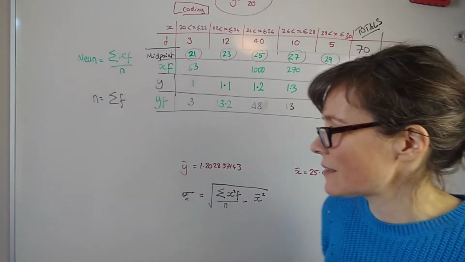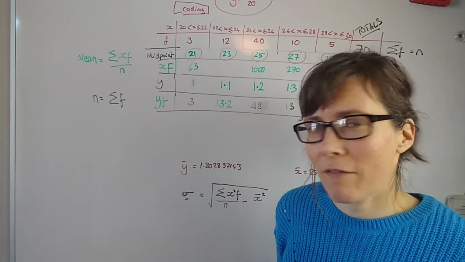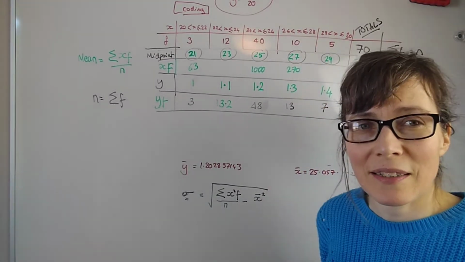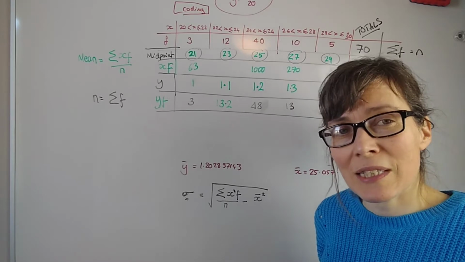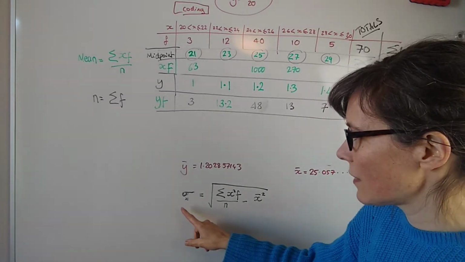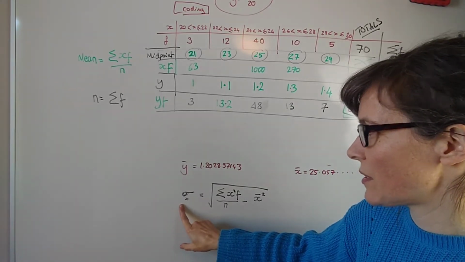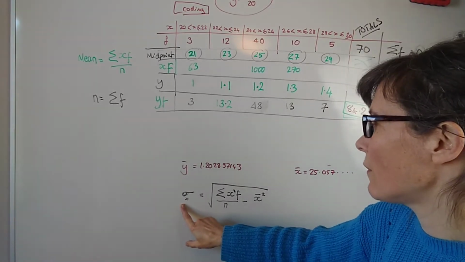Hi again. This is still exercise 2F. It's question 5. My special request. This is the part C, finding the standard deviation of x. And we've got here the formula. This is the sigma sign of standard deviation for x.